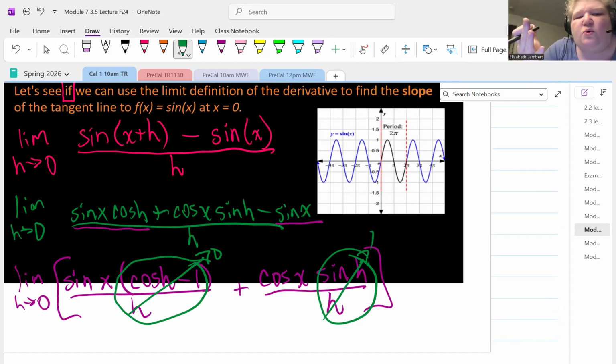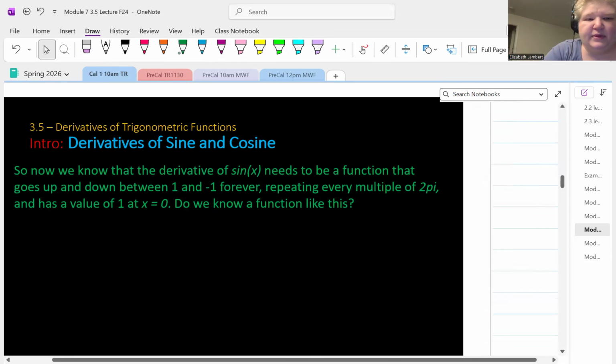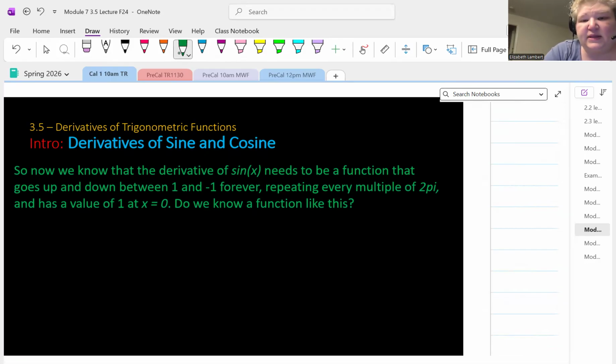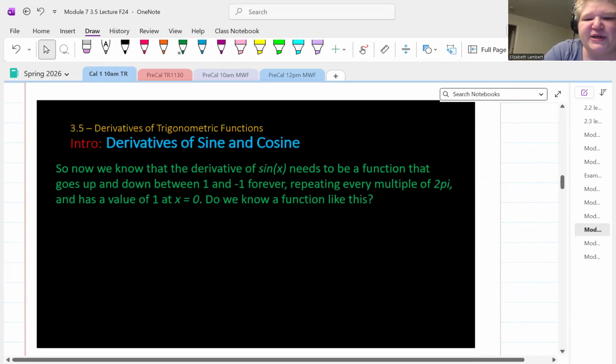But let's just think about what we were wanting to see from our function. We need a function that goes up and down between 1 and -1 forever. It repeats every multiple of 2 pi, and it has a value of 1 at x equals 0. So my friend who wrote the notes must have done the derivative as at 0, just a singular derivative instead of the long derivative. The singular derivative would have been a lot easier to work with. But do we know a function that does this?